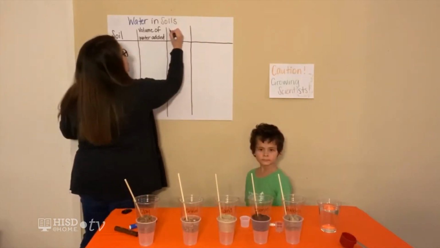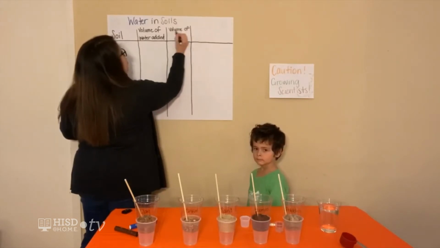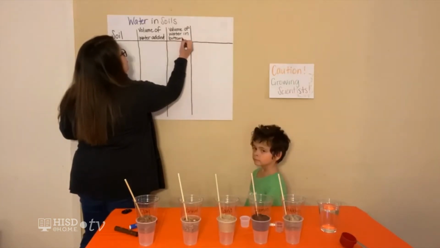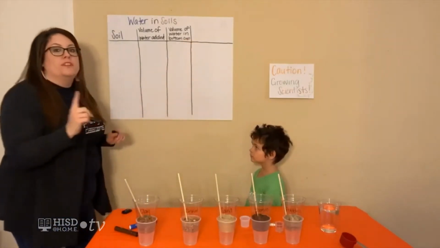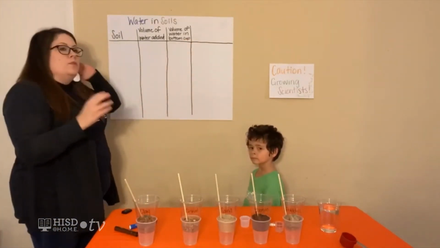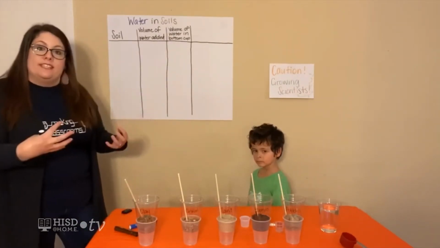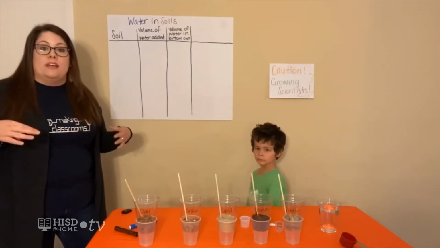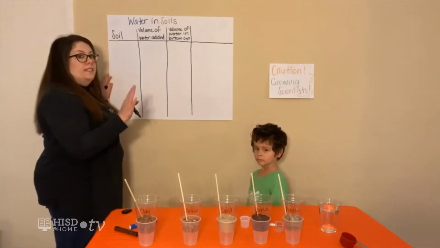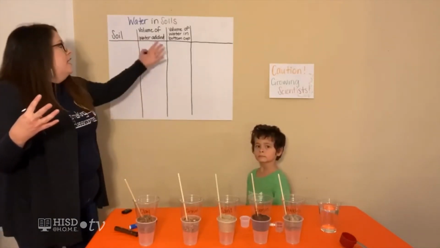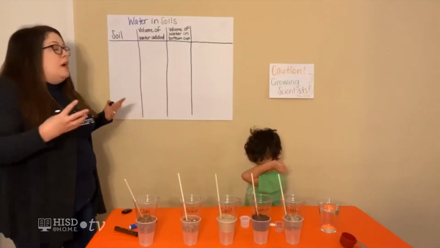This column here we're going to call volume of water in bottom cup. And that's going to make more sense in just a minute or two. But whenever we put some water in, you see how we've got our cup in our cup here? Some of the water is going to stay in the top cup. Some of the water is going to go down to the bottom cup. So then last, we're going to want to know the difference between these two. We're going to want to know how much we added, how much is in the bottom. We also want to know how much stays in there.